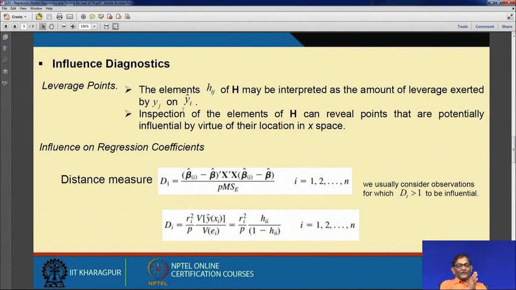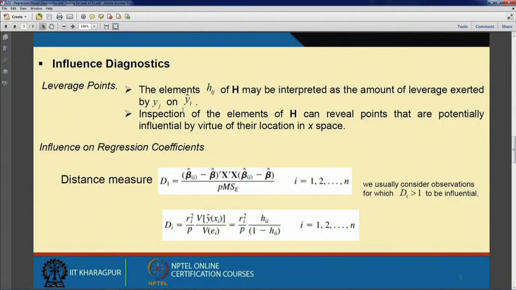So, as I told you, the leverage points, if you see the diagonal elements of H, h_11 to h_nn, these are basically the influence exerted by each of the observations. And off-diagonal elements are also there. So what happens is, when we compare the actual observation y_i with the predicted observation, that sense you have to think of.